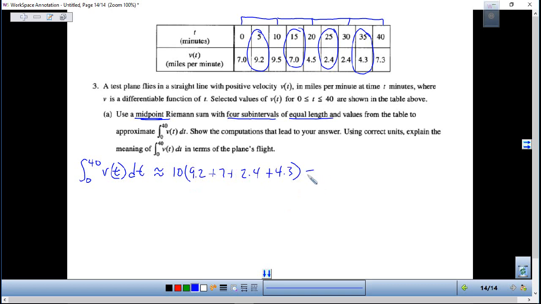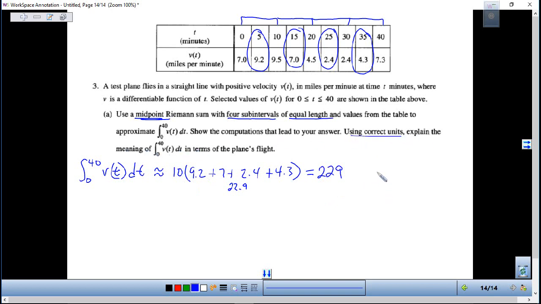Now, we can then add this. This would not be a calculator question, by the way, at least not from this part right here. So when you add all these things up, this is going to give you 22.9, and 22.9 times 10 gives you 229. Now, it says using correct units, explain the meaning.